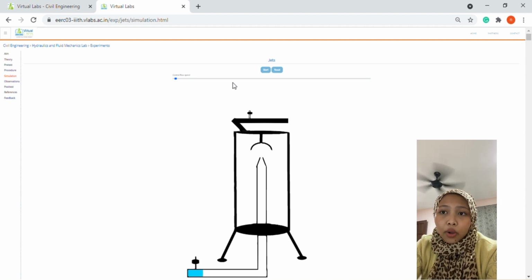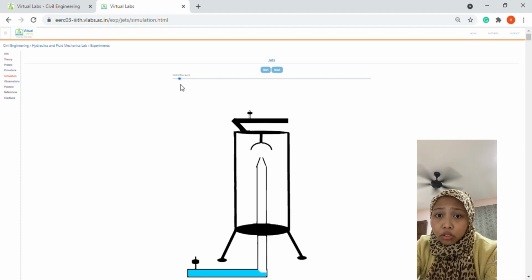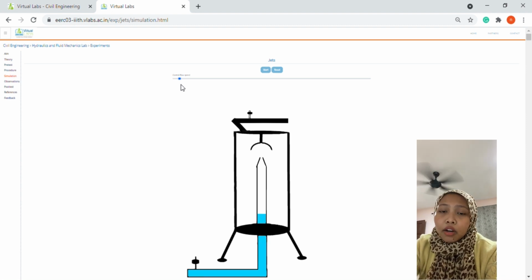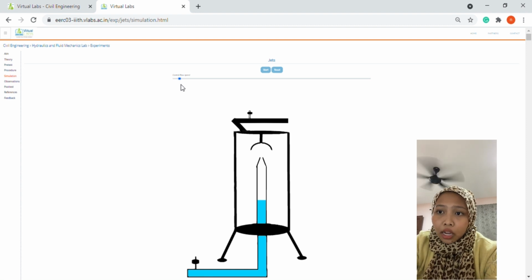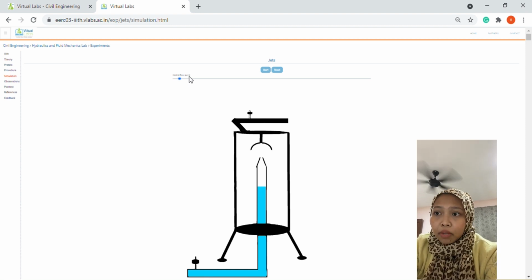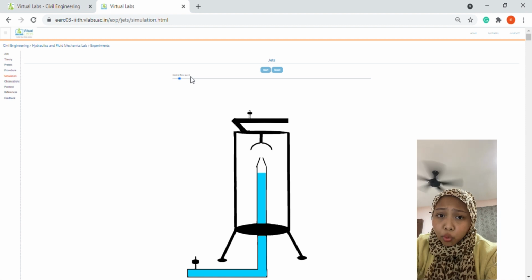Third, the water will go through the nozzle and hit the flat plate and displace the scale. Fourth, try to change the flow speed by using the control flow speed slider. Bringing the slider to the left will slow down the water flow, whereas bringing it to the right will speed it up. Fifth, the control flow speed slider is dynamic, it can be changed midway while the water is filling up too.